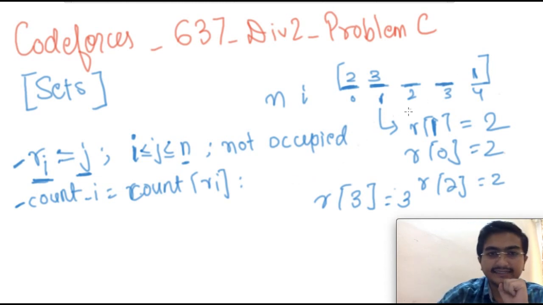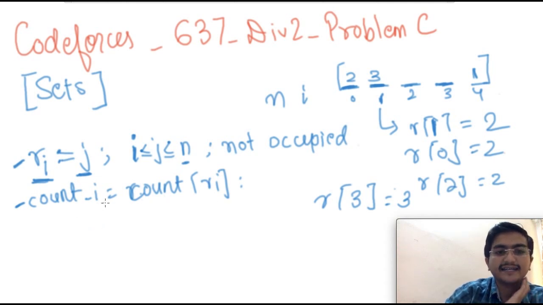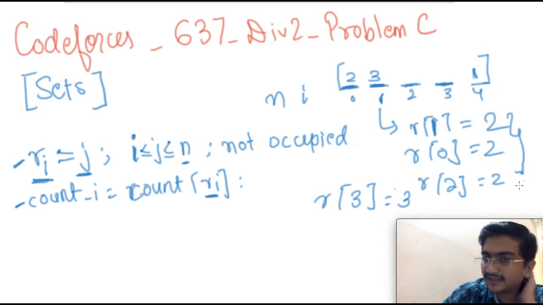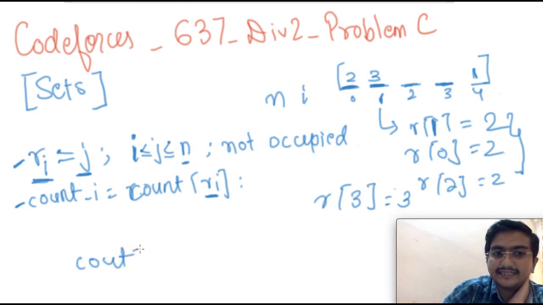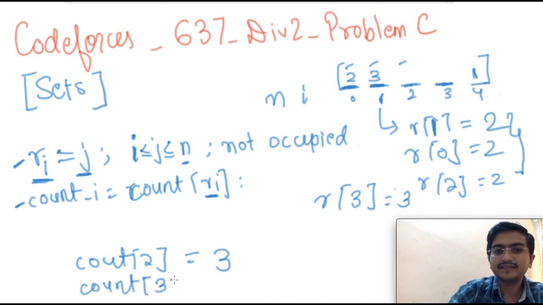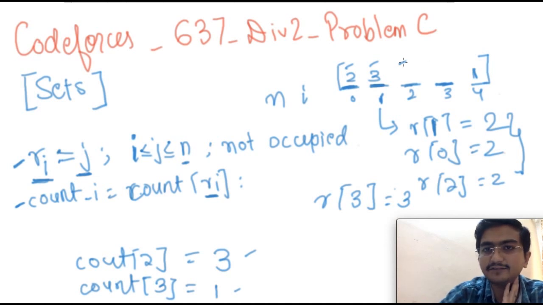Count of i is how many times Ri is occurring in the whole array. So if I consider count of 2, it will be 3 in this case, because it will be occurring 1, 2 and 3 times. That will be the maximum element. So the position which has the maximum count is where you should place the number. Here, count of 2 is 3 and count of 3 is 1, so I have to place the fourth element at position number 2, right?